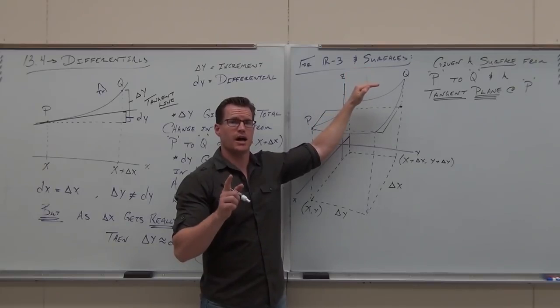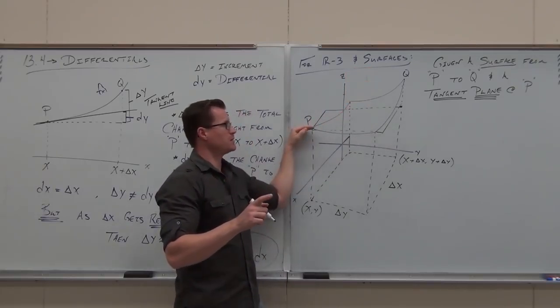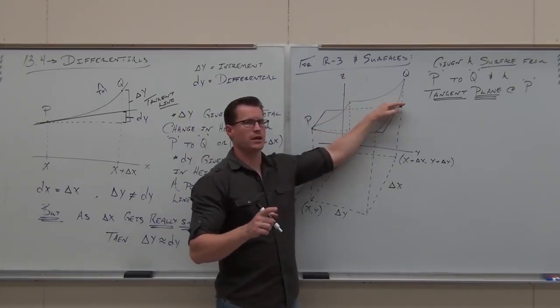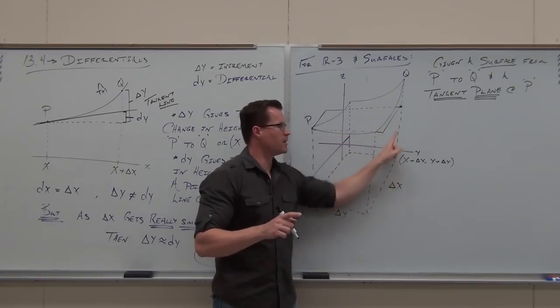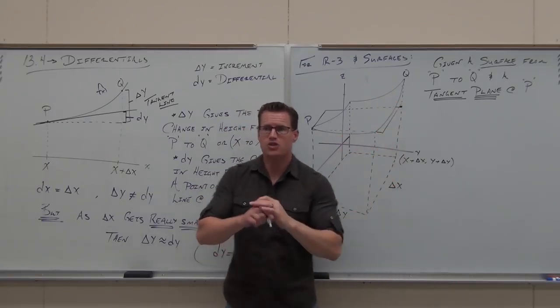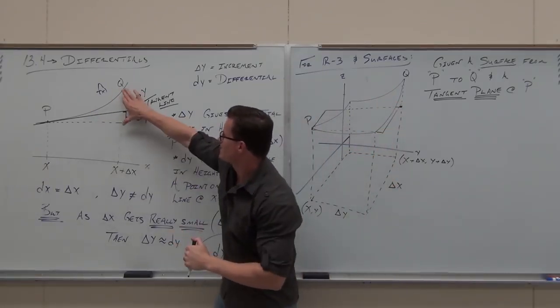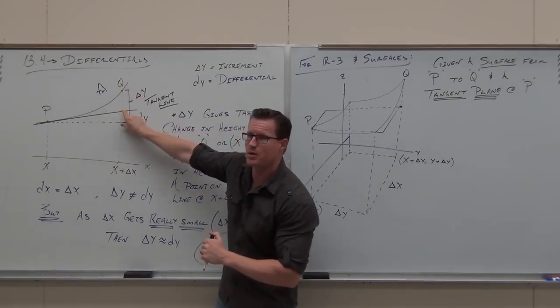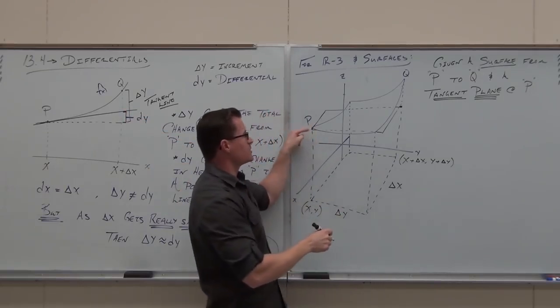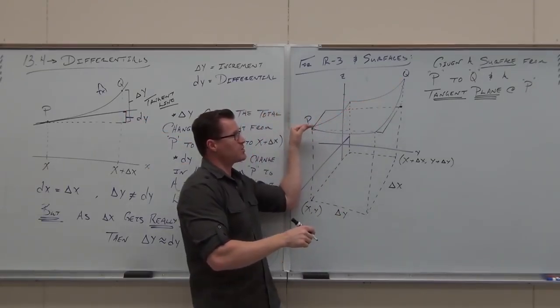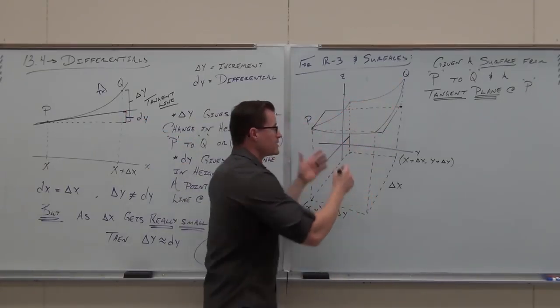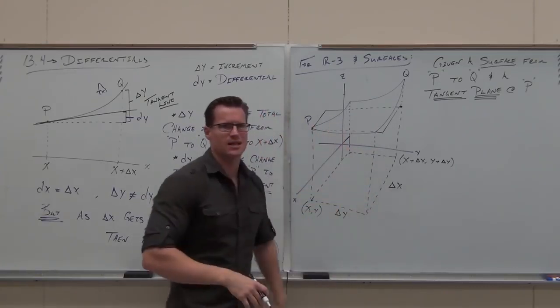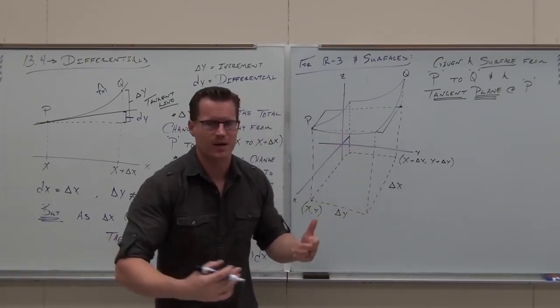Is there a change in height from the point P to a point on the tangent plane right under Q or right above this? Yes. Just like there's a change in height between the points and a change in height between the point and the tangent. There's a change in height between P and Q, a change in height between P and the point on the tangent. My graph's not to scale because I'm not perfect, so you're going to have to use your imagination.